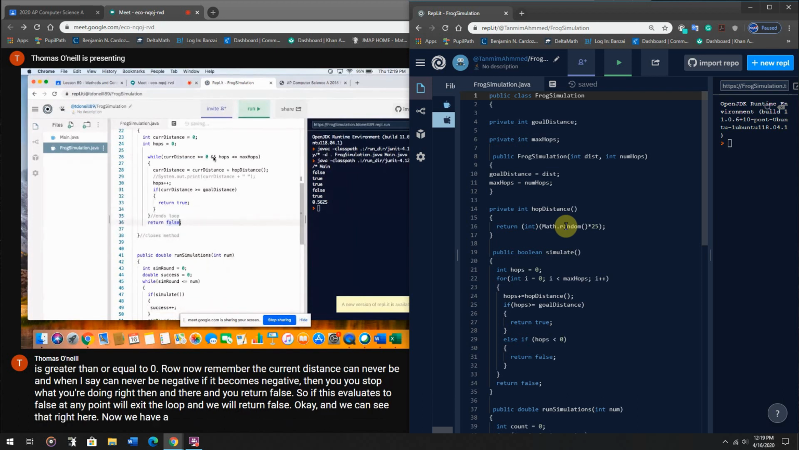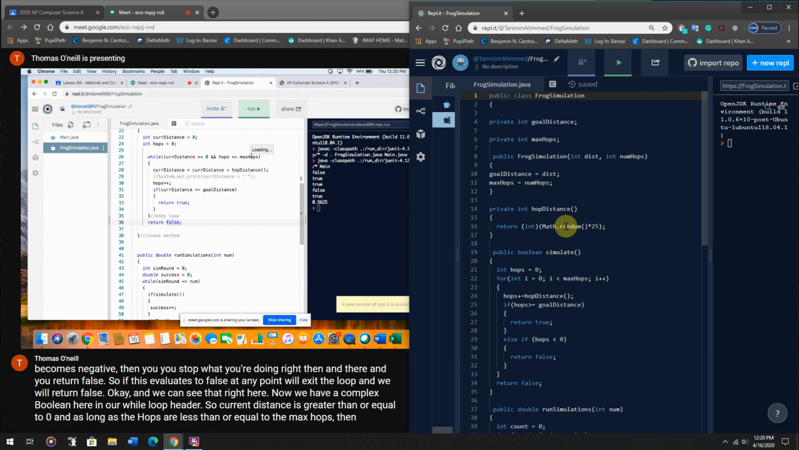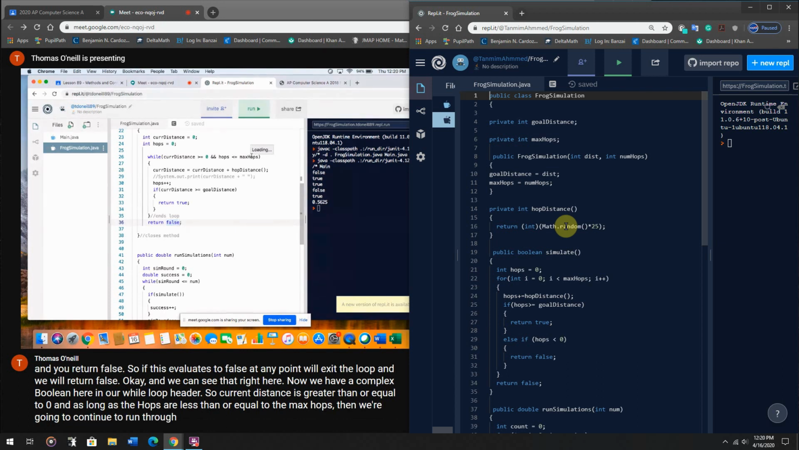Now we have a complex Boolean here in our while loop header. So current distance is greater than or equal to 0, and as long as the hops are less than or equal to the max hops, then we're going to continue to run through the simulation and accumulate additional hops.